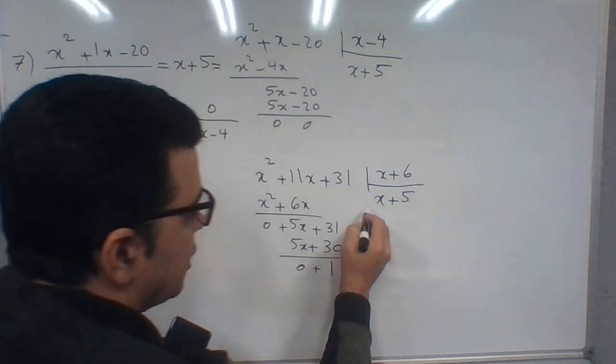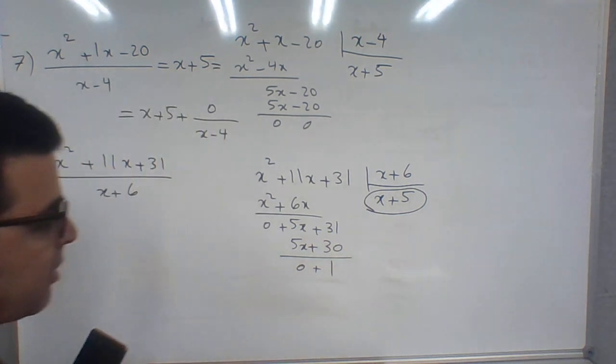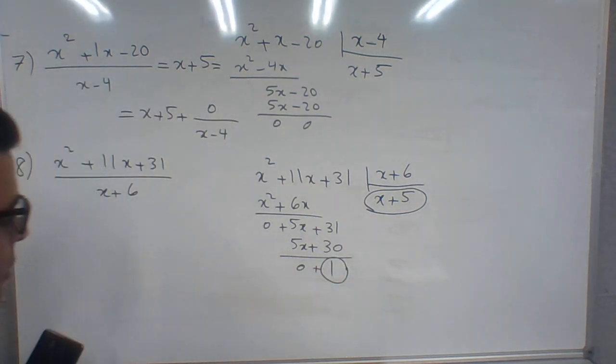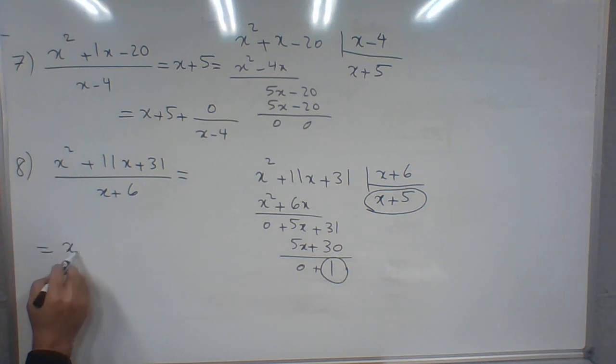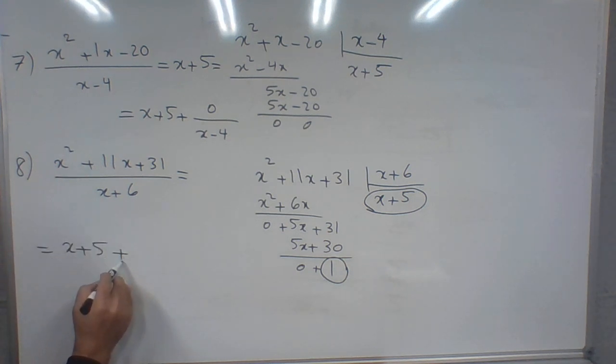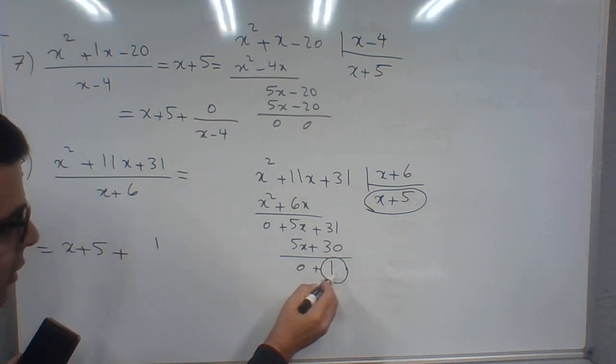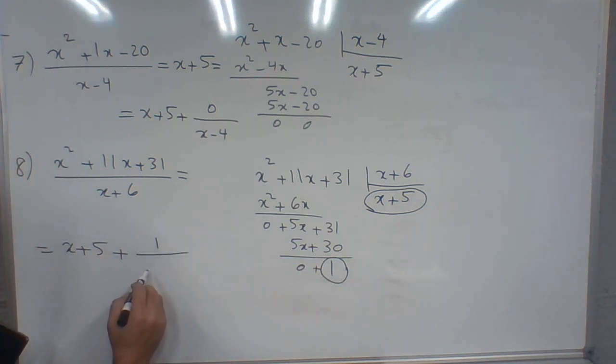So the quotient is x plus 5 and the remainder is 1. So I can write it this way: x plus 5 plus 1, the same 1 here, over x plus 6, and x plus 6 is the divisor. Okay, this was problem number 8. Let's go to problem number 10.